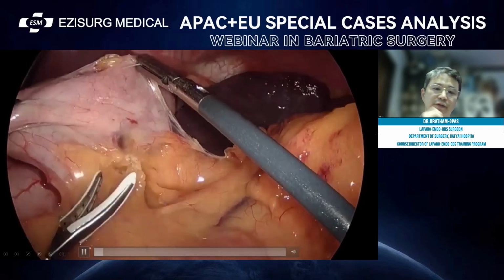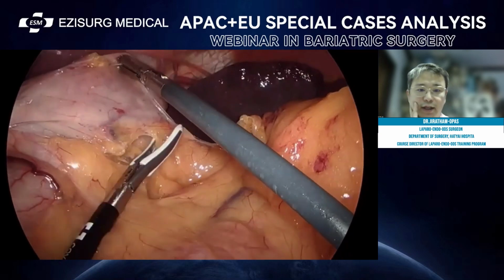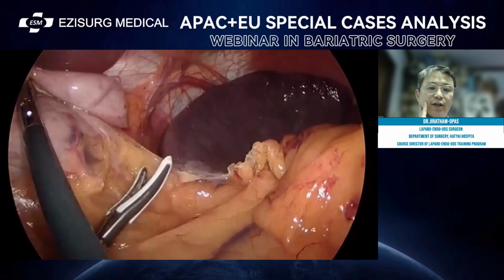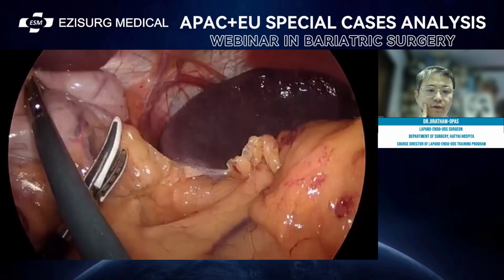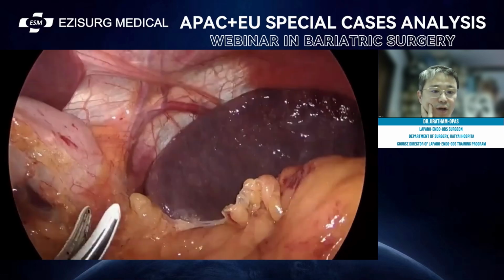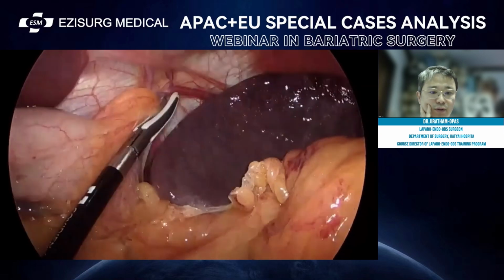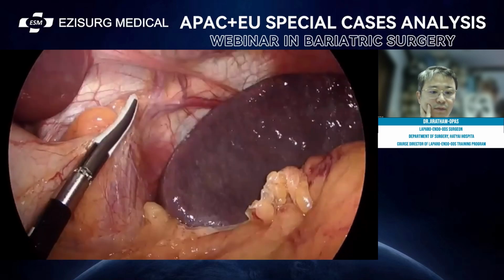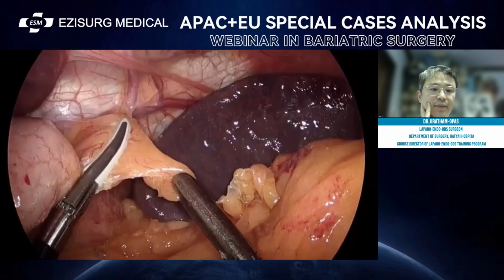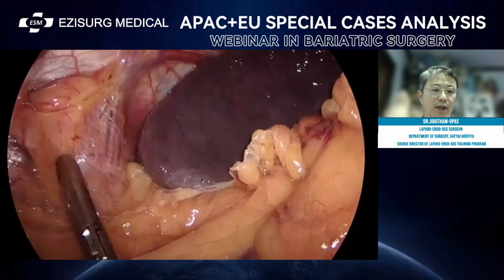The tip of this technique is to make sure that the fundus is free, and you can remove all the fundus also. This is another one for my fellow. You do the fundectomy also. You see, you cleanse also, the fundus is all removed out. And you will see to make sure that the crus of the diaphragm can be identified. Sometimes we can open the gastroesophageal ligament also, like this.